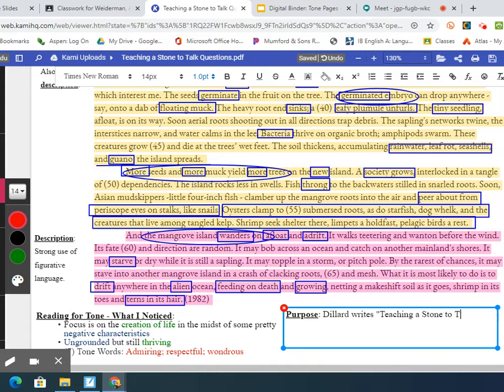Teaching a stone to talk, in order to, what is she trying to inform her audience of? Is that rhetorical? No, what's the informational piece? It's about the business of... All right, in order to inform her audience of the unique and sometimes harsh circumstances that lead to the formation and growth of mangroves.